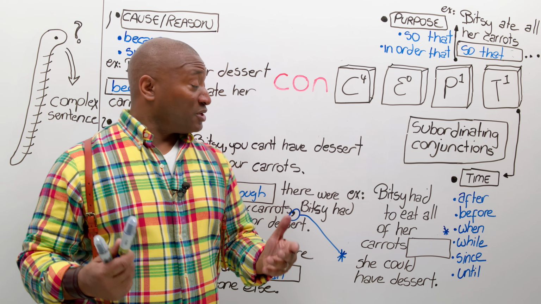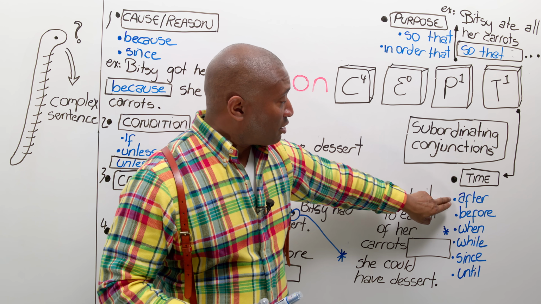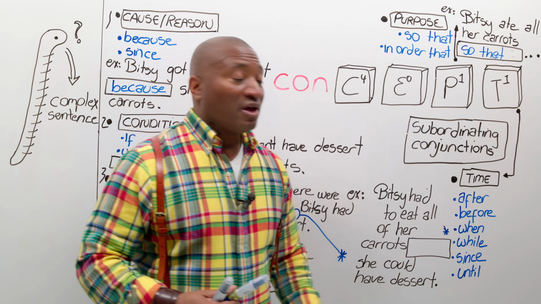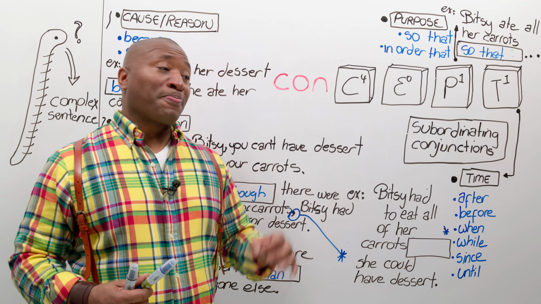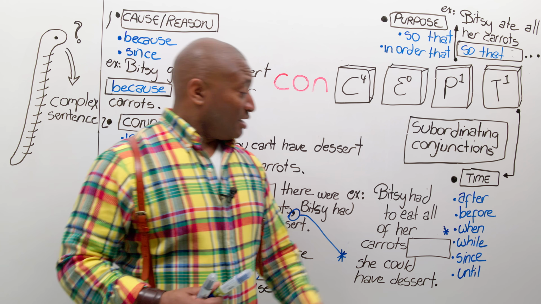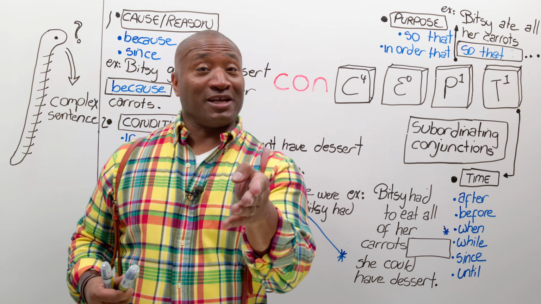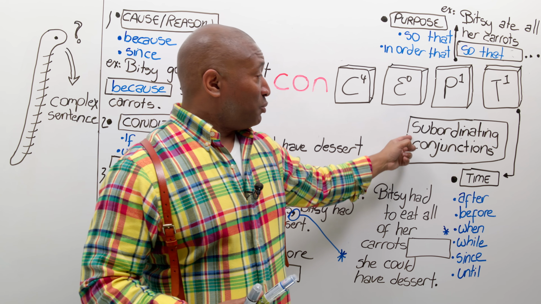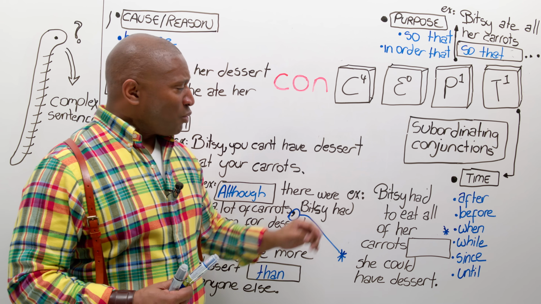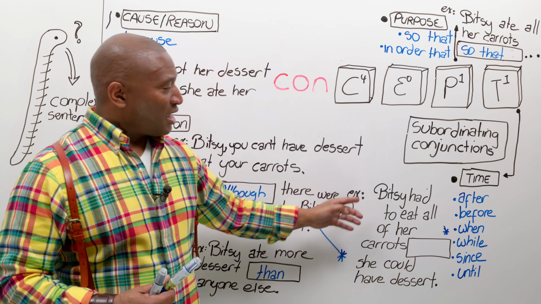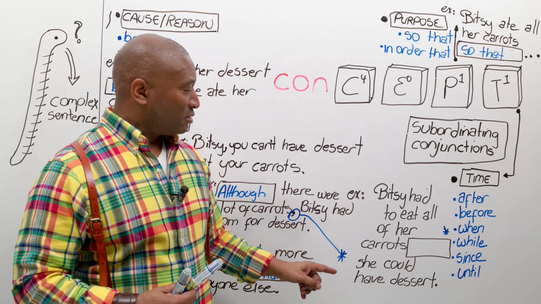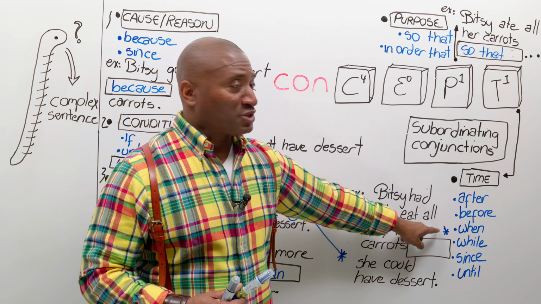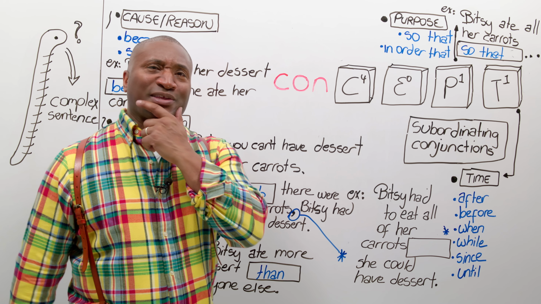Now, if you've done this in basic grammar, you'll know these are after, before, when, while, since, until, and you'll also have as long as and as soon as. And as soon as I ran out of room, I stopped writing it. But at least I told you these are two more you may see that are subordinating conjunctions. Now, what does it say for Bitsy? Bitsy had to eat all of her carrots. She could have dessert. I have an asterisk, a special mark saying something, and I'm wondering what that is.